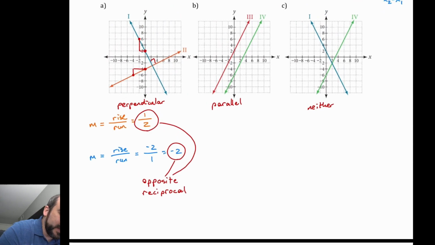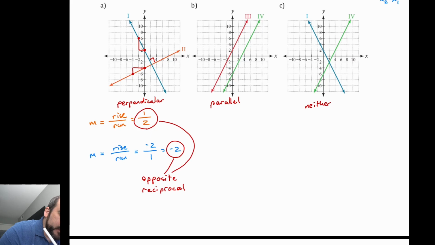Let's look at parallel lines here. Parallel lines, in order to be parallel, to never intersect, are going to have the same slope, because for them to never intersect, they need to rise and run the same amount so that they're always moving at the same kind of angle and they're never intersecting, right?